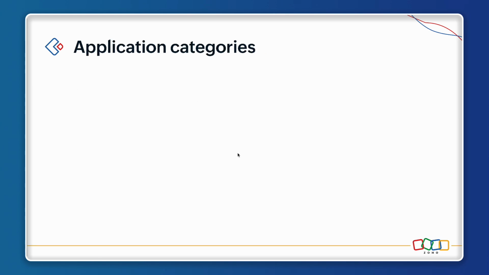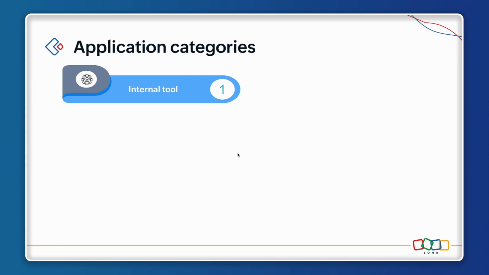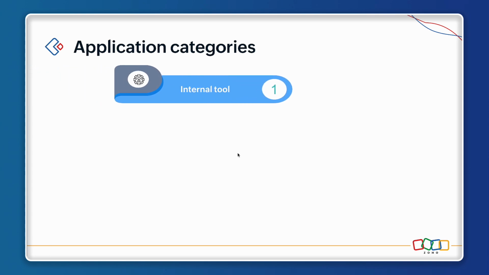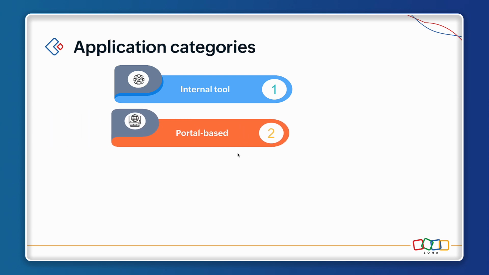What are the different application categories? You can use Creator as an internal tool. Within your organization, assume that you want to manage and track all your assets. Here, Zoho Creator can be used as an internal tool, and you can develop an asset management solution and use it within your organization. Creator can also be used as a portal-based solution.